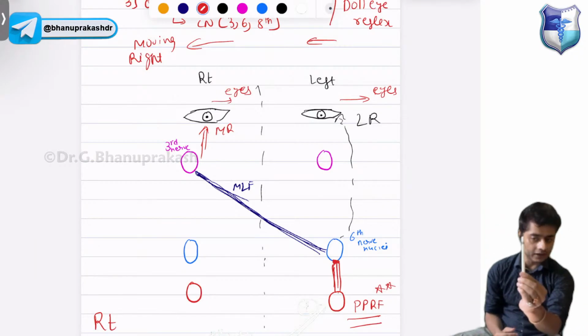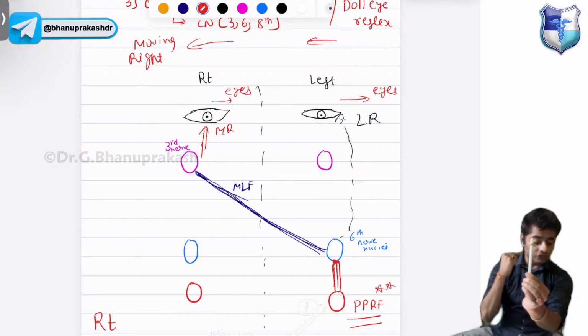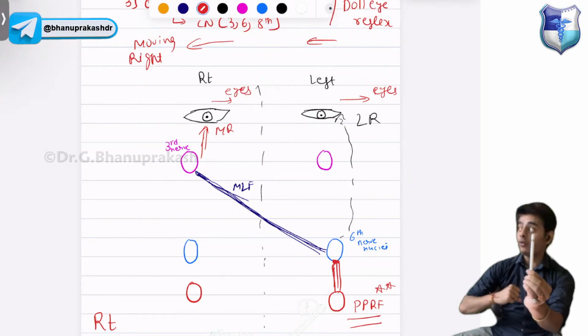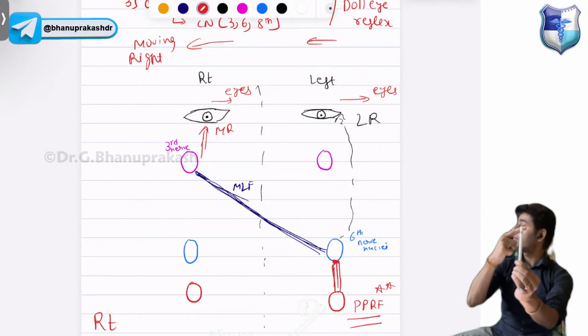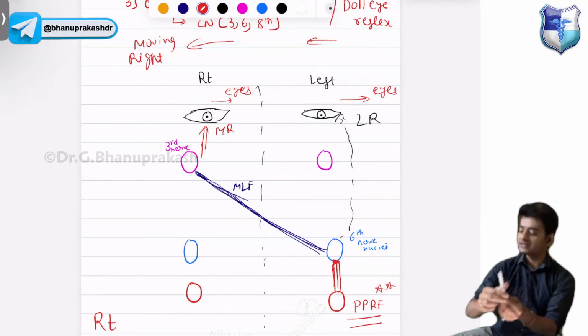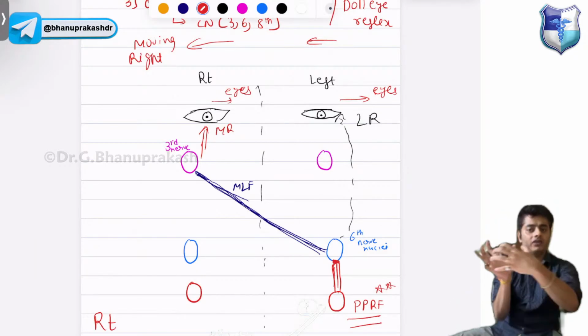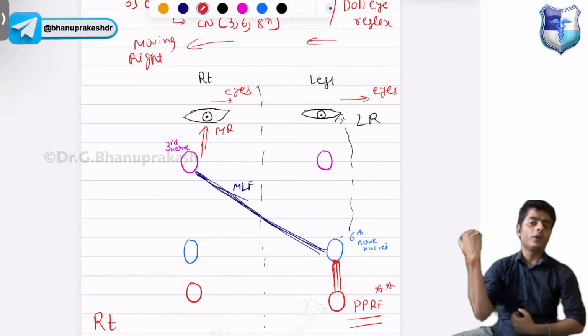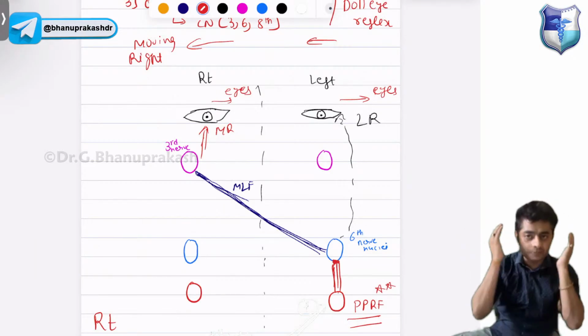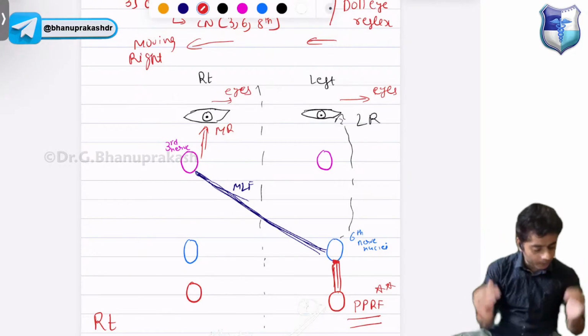Suppose this is a pen, and I want to fixate my eyes on this pen, and someone calls me from right side. I am moving to right side, but I still want to see this pen. So I will fixate my eye. And how will my eye fixate? When I am moving my head to right side, my eyes are going to left side. So if you move your head in one direction, your eyes will go to the opposite direction. That is your vestibulo-ocular reflex, which is present when your brain stem is normal.